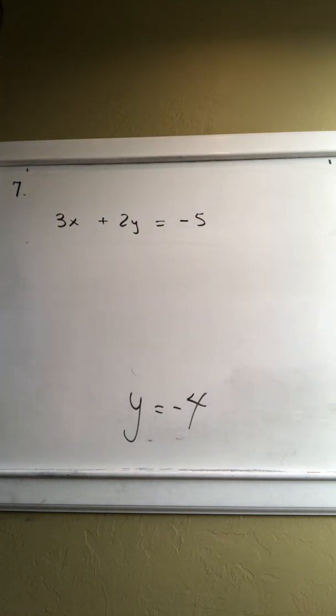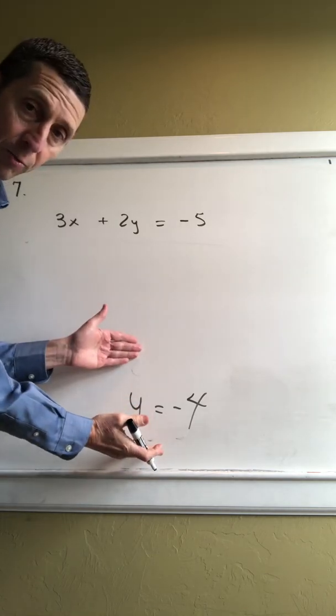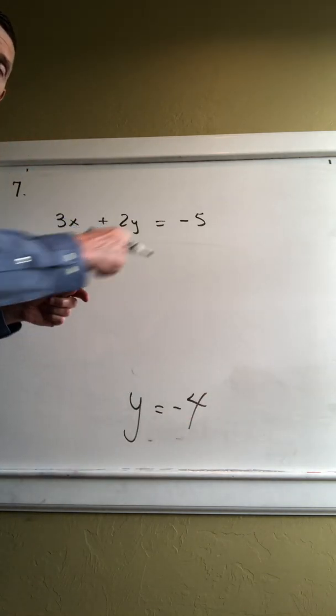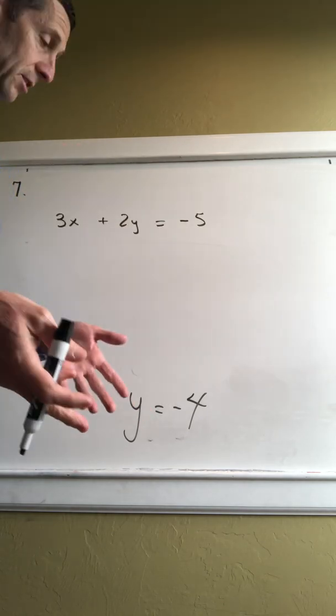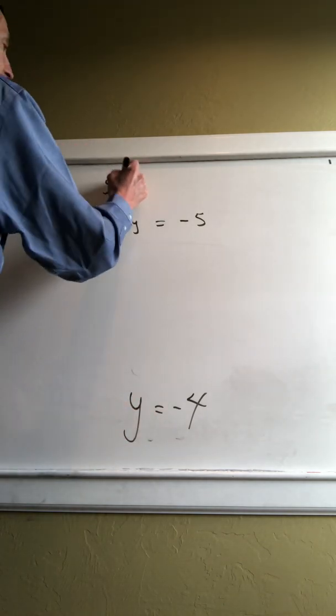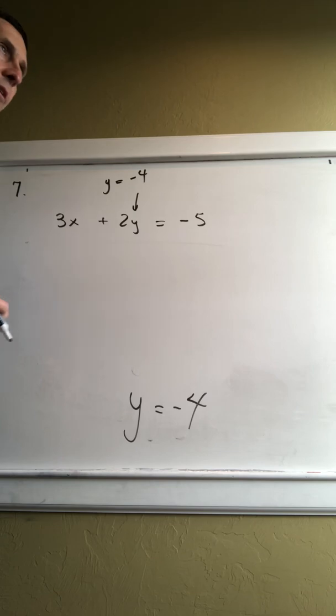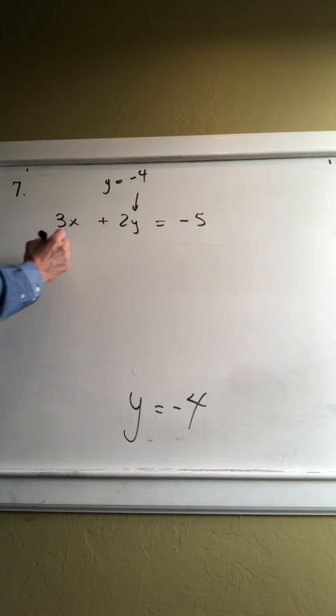So for this number 7, you grab the answer you found, y equals 4. You go all the way back up to your top where you started, and you just drop it in. You know y is equal to negative 4. Now you just plug that in, you can get your answer for x.